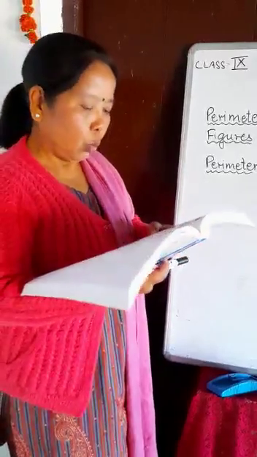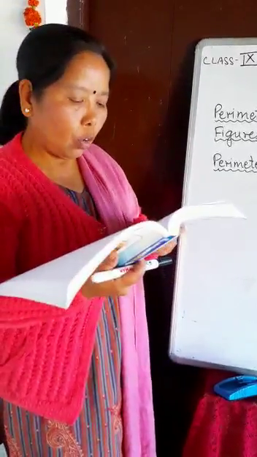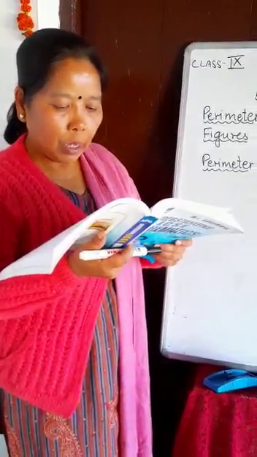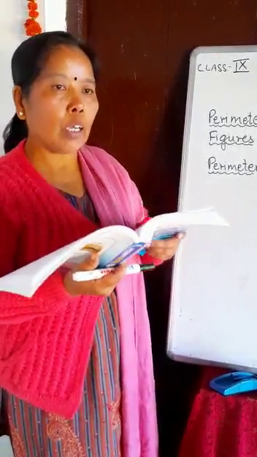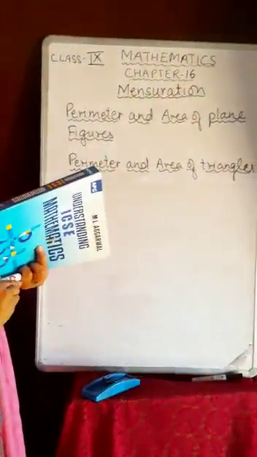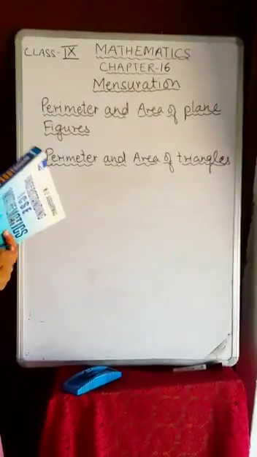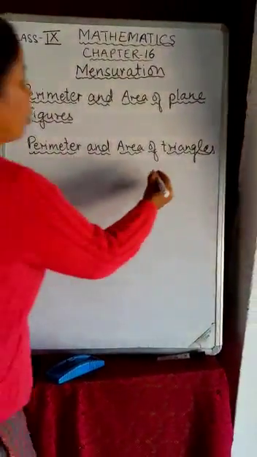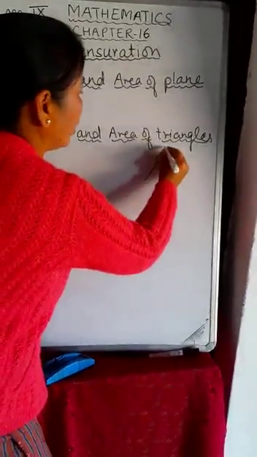The area. What is the area? The area of a closed plane figure is the measurement of the region enclosed by the boundary or by the sides. Right, children? Now we'll talk about the perimeter and area of a triangle. So there are different kinds of triangles. We'll talk about the simple triangle first.